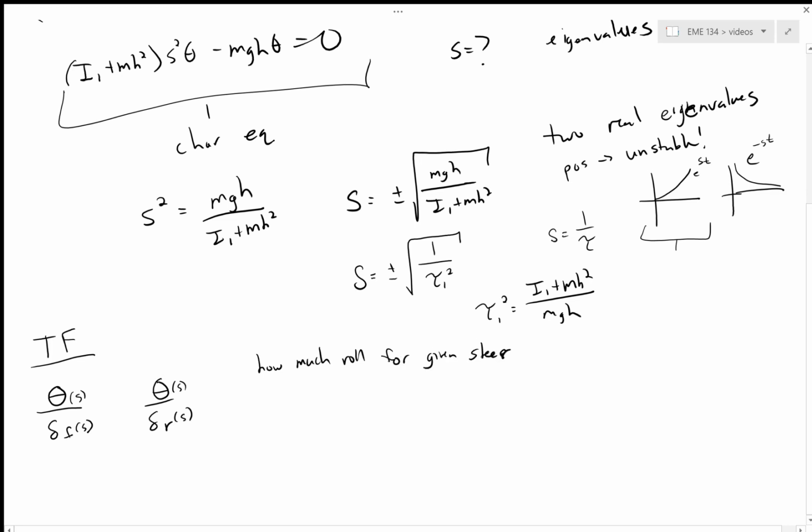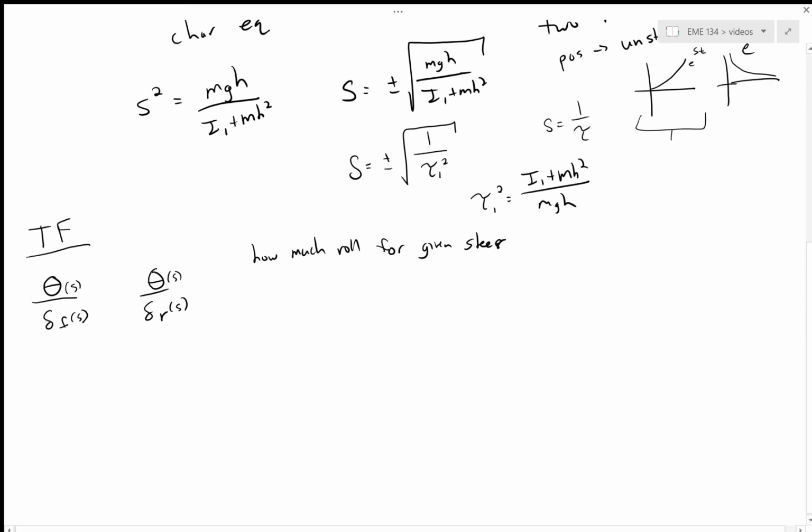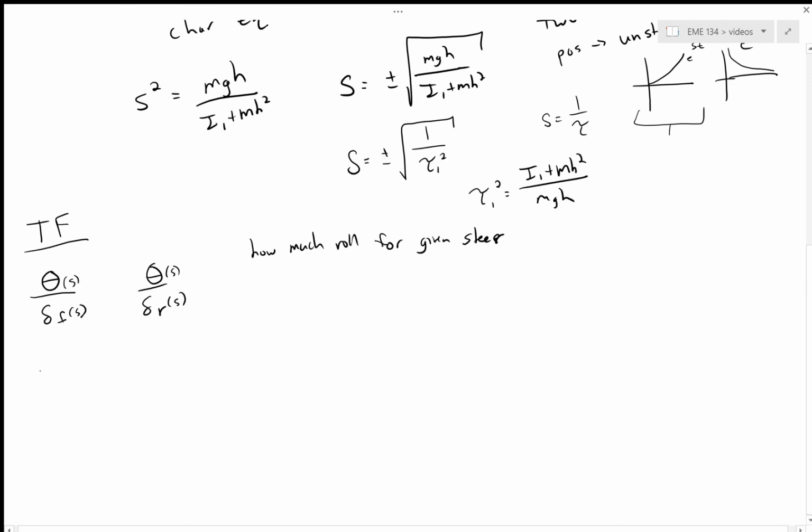For given steer, these are going to be useful, and we're going to be able to learn a number of things about them. To do this, for example, set delta r dot equal to 0, and then we have the equation. I'm going to bring out theta, and then we have I1 plus mh squared times s squared minus mgh.